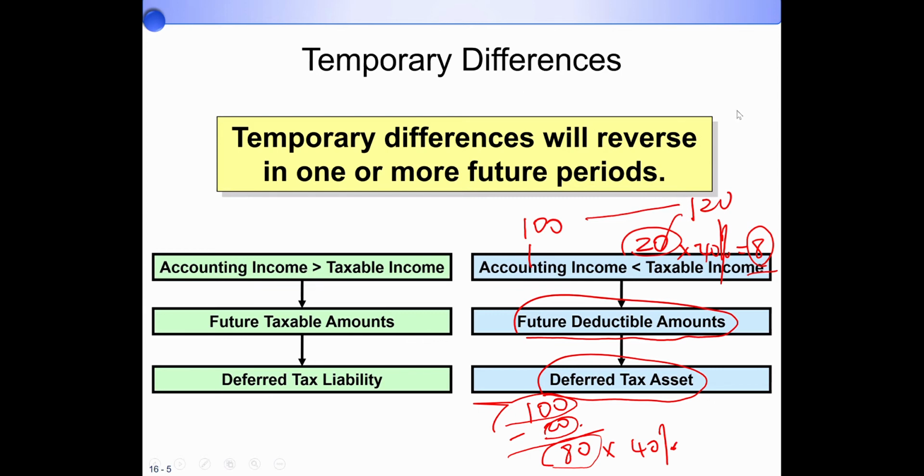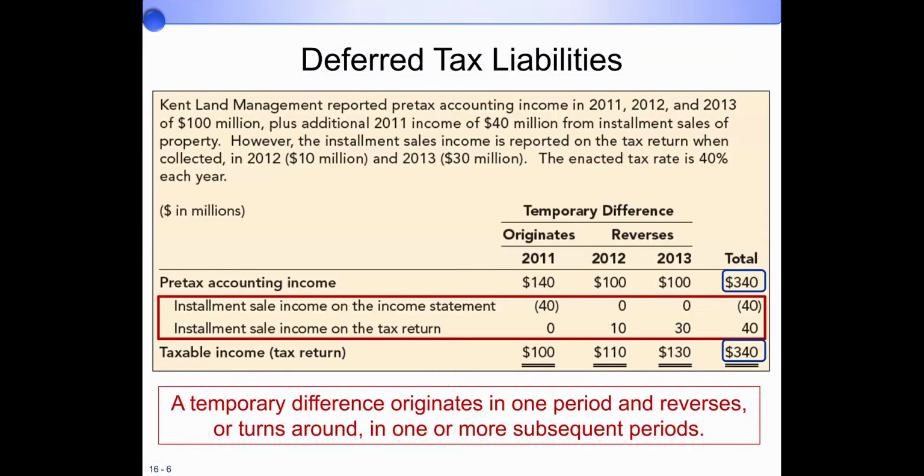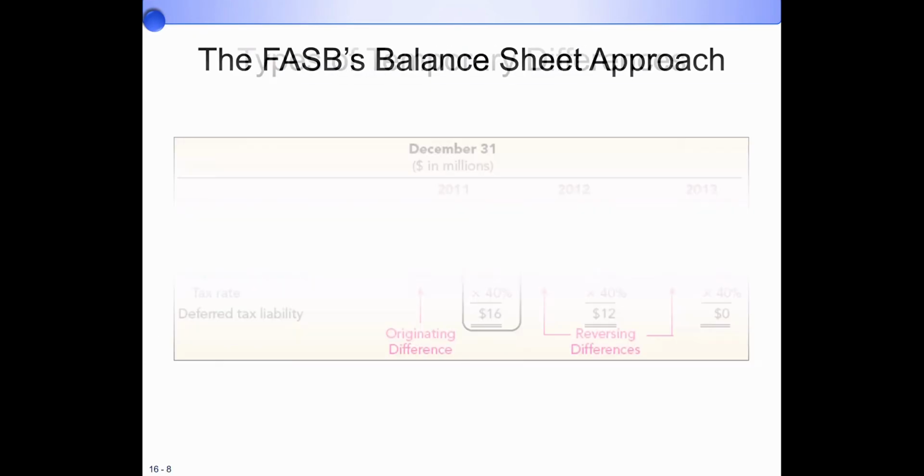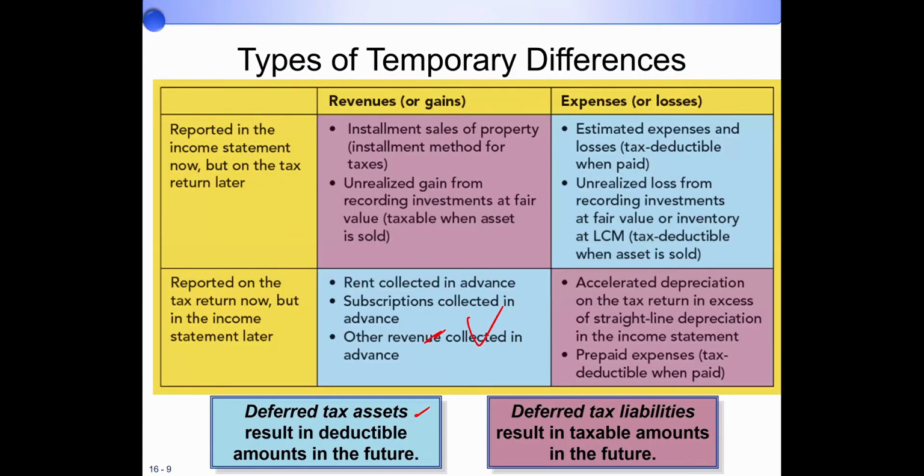If not, then let's take a look at an example. So again, remember this situation. We talk about the initial year. Keep in mind, we're talking about accounting income greater than taxable income or accounting income less than taxable income, in the initial year. Let me go to this summary first, then we can talk about those details.